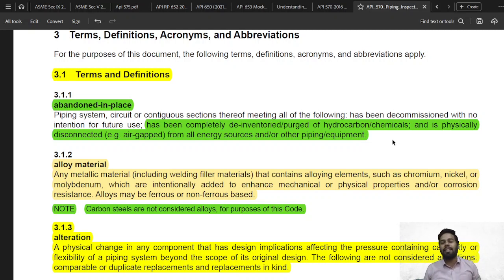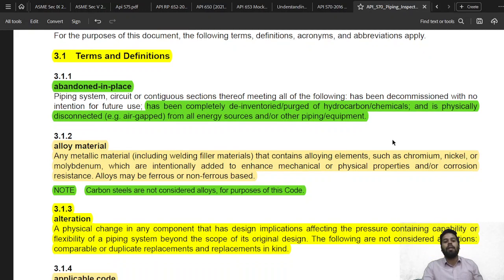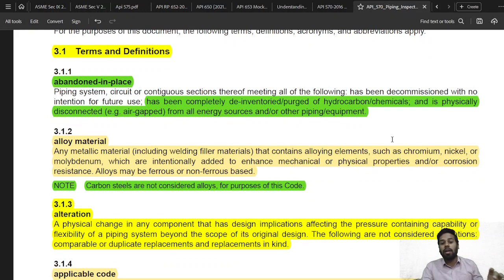You'll need to understand these things, and whenever the question arises, you need to identify the definition out of the options that are given in the examination. So, abandoned in place: a piping system, circuit or contiguous section thereof meeting all of the following has been decommissioned, no intention of using in the future, has been completely de-inventoried, purged of hydrocarbon and chemical, and physically disconnected from all energy sources and other equipment and piping systems.